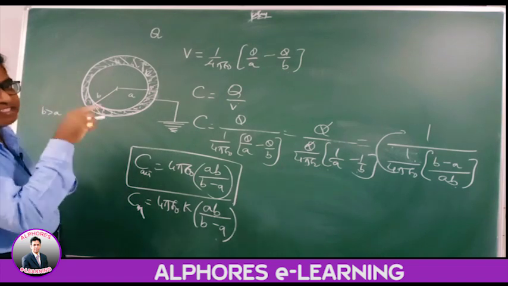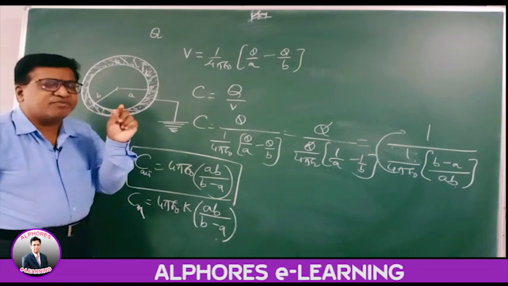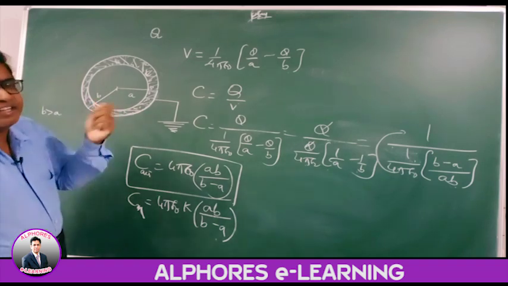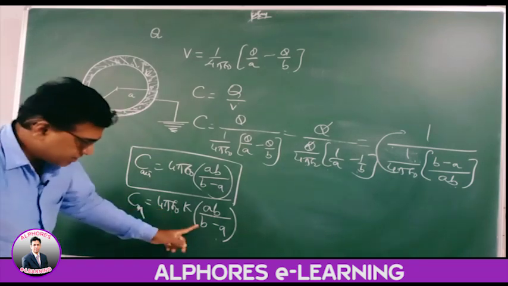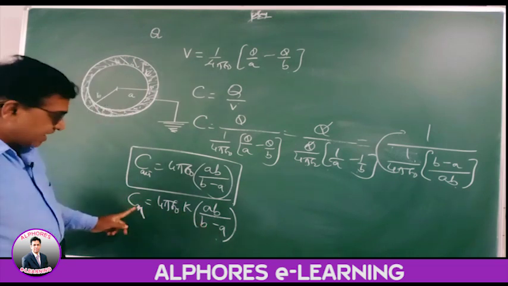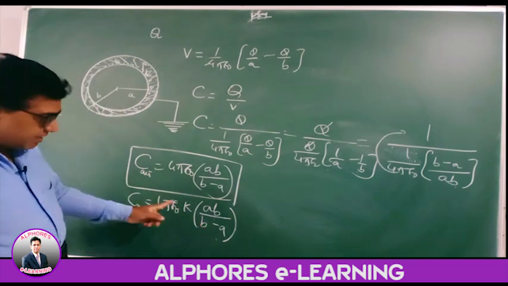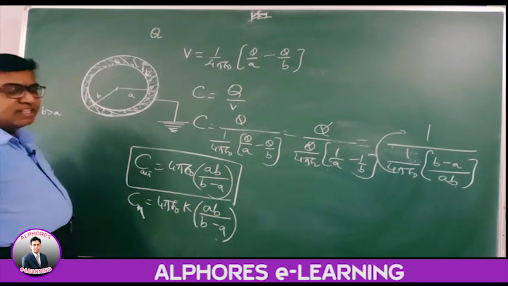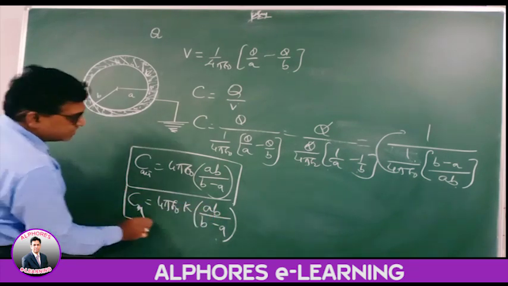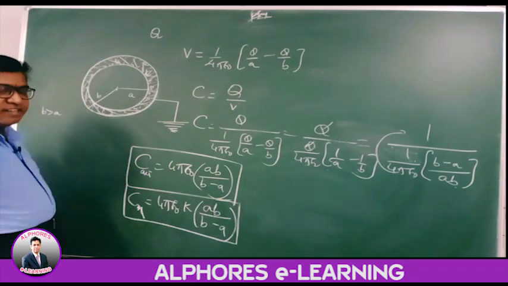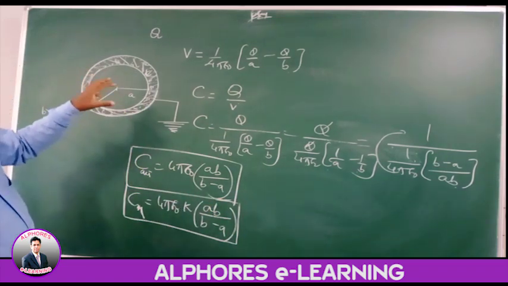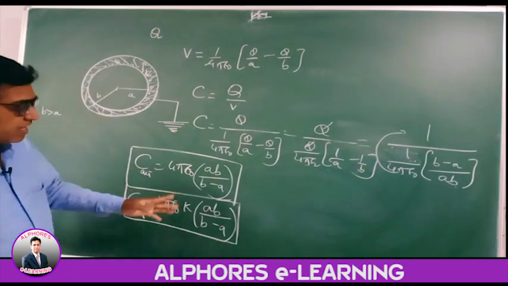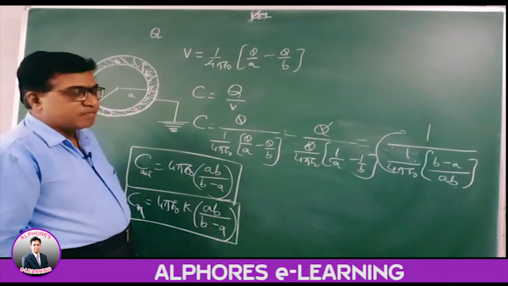So that is the reason I was telling you to place a spherical shell very close to it, with the radius of the outer shell just greater than that of B. Then for a small difference, a high capacity is produced. Capacity depends on K and AB by B minus A. This is the capacity of a spherical condenser, or just a spherical capacitor: 4 pi epsilon naught K AB by B minus A.